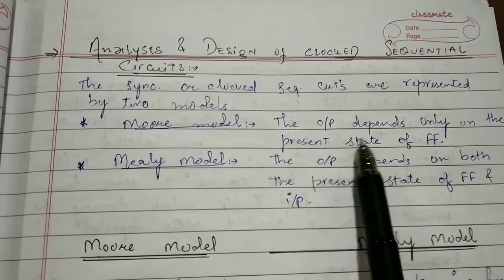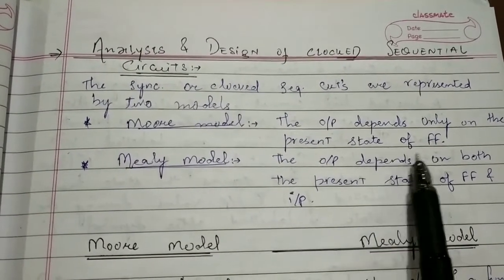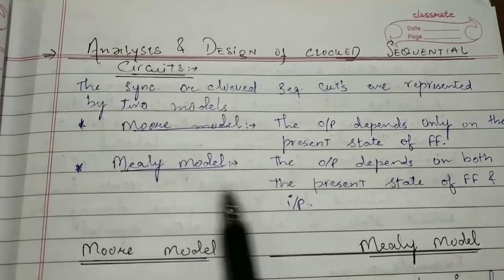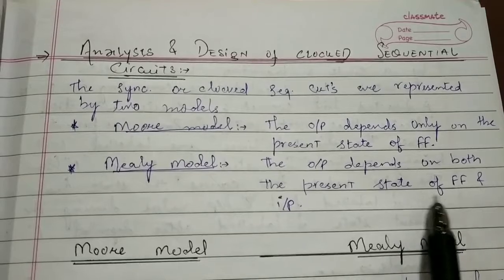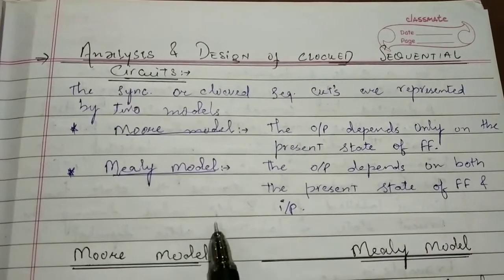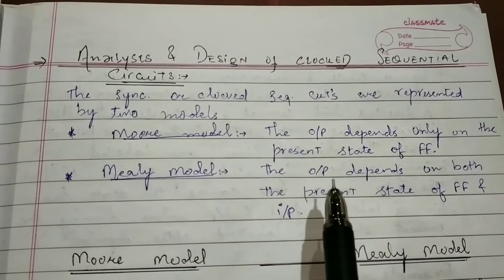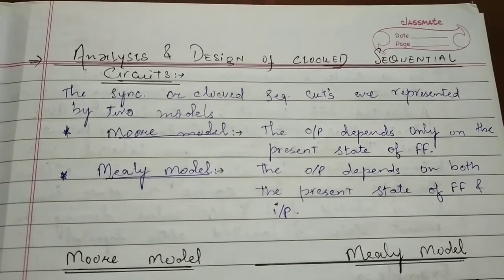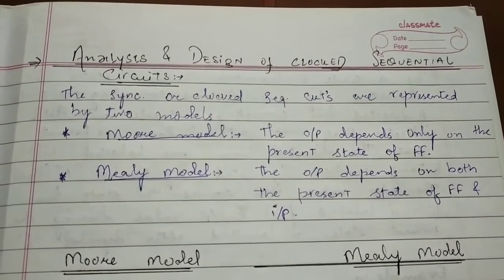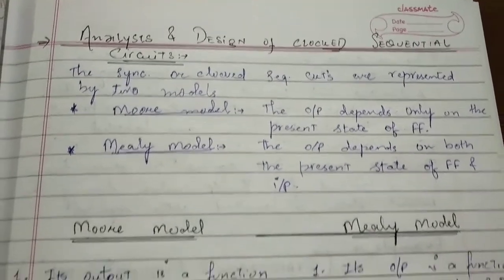In the Moore model, the output depends only on the present state of the flip-flop, while in the Mealy model, the output depends on both the present state of the flip-flop and the input. In the Moore model, the output depends only on the present state, and in the Mealy model, the output depends on both the present state as well as the input of the flip-flop.